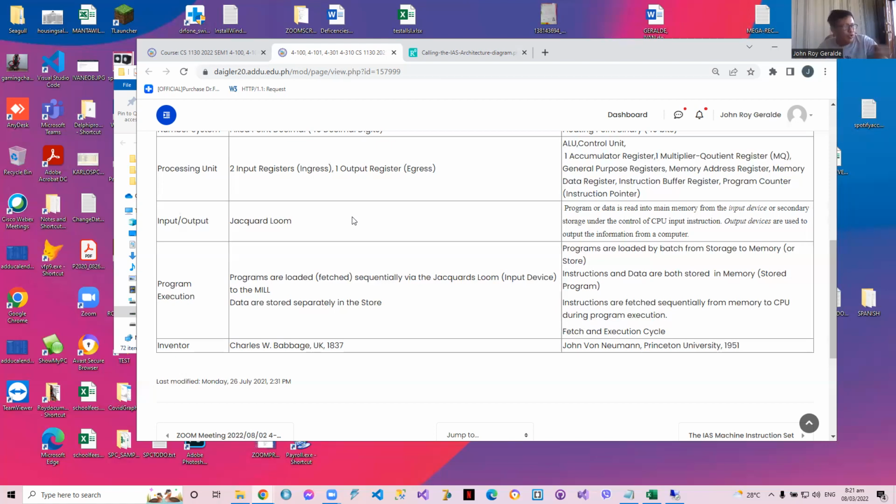Now, shall we say we use instead of using the Jacquard's loom, we use the hard disk para mas mabilis. Di ba? What's slowing the process is the Jacquard loom. Kasi ang bagal niya mag-scan, right? Bagal. So according to Alan Turing, it can be 100 times slower than the Manchester baby. Diba? Shall we say we change the Jacquard's loom into hard disk? Will it hasten the process?